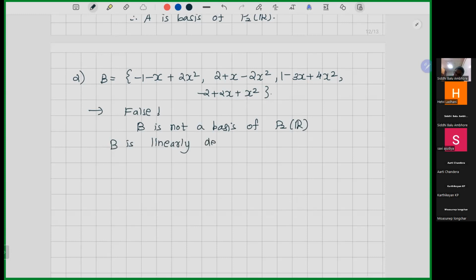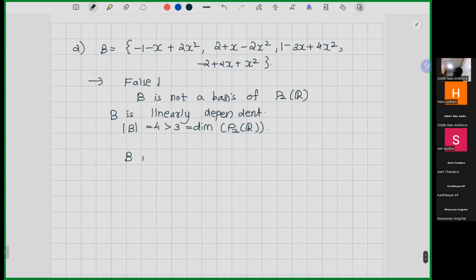And why? Because the cardinality of B is 4, which is greater than 3, which is the dimension of P2R. And from the corollary of the replacement theorem, since the cardinality of B is 4, which is greater than the dimension, B is not a basis of P2R. Any doubts?